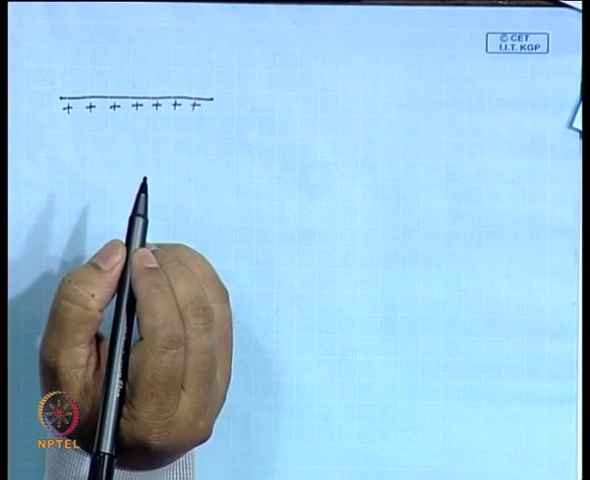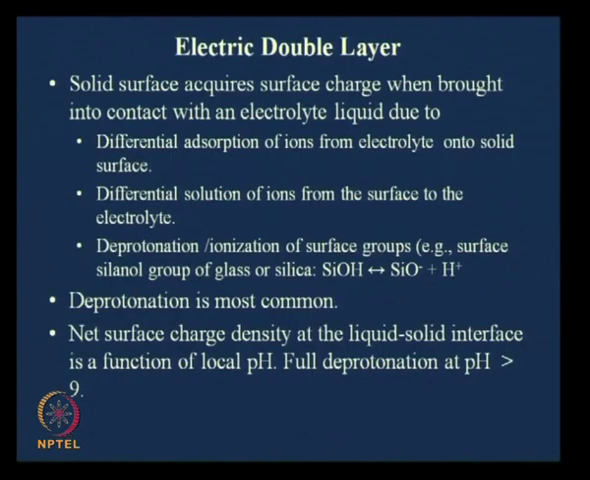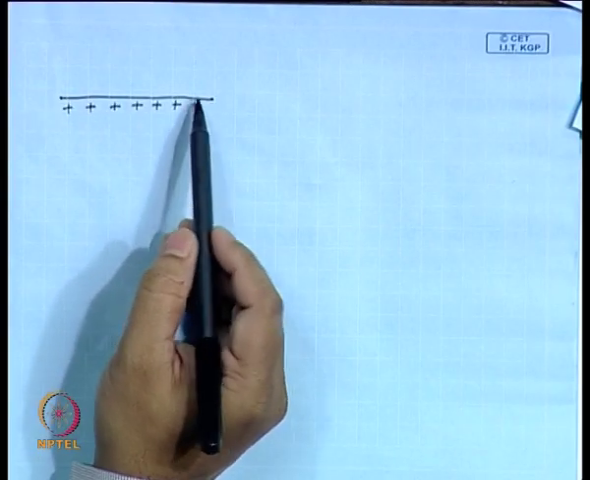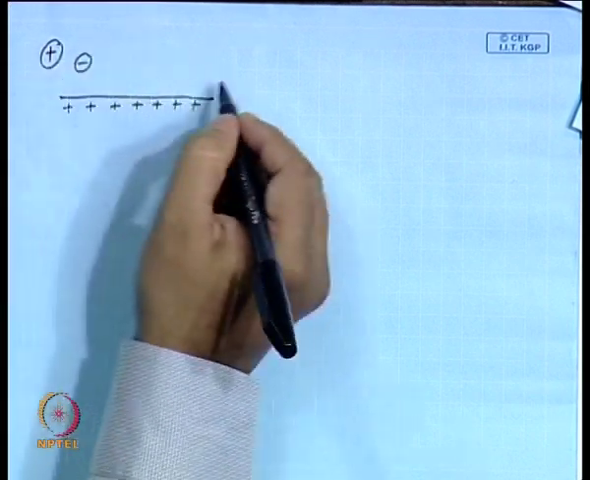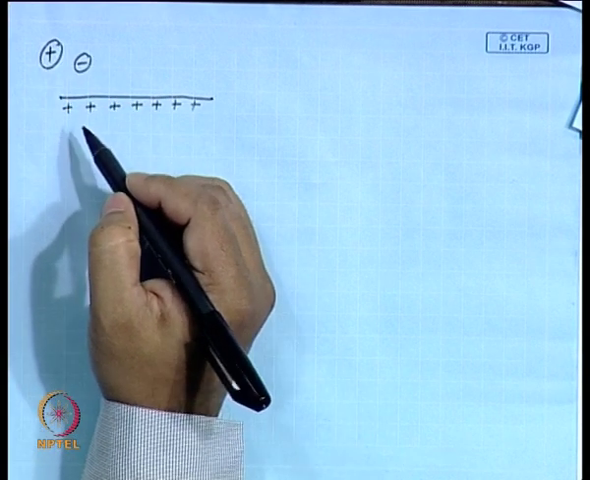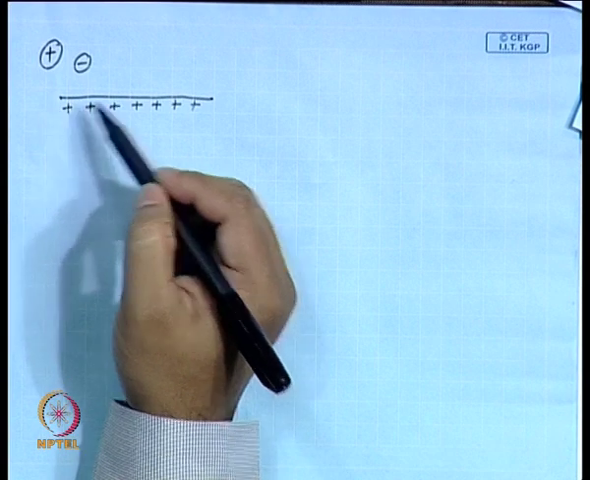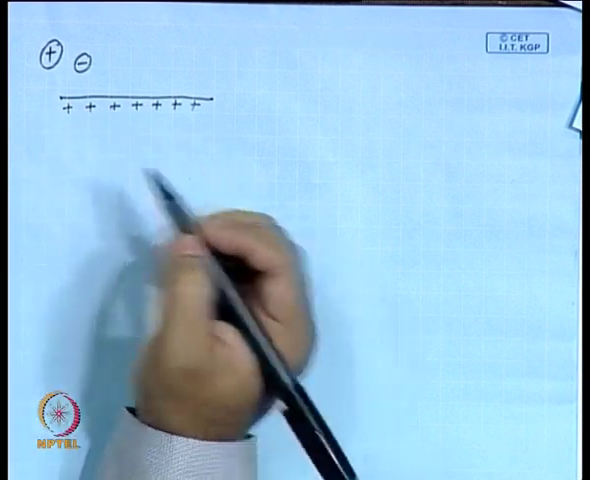What could be the reason of this charge developing on this surface? There are various reasons possible. In fact, if we look at this PowerPoint slide, a solid surface acquires surface charge when brought into contact with an electrolyte liquid due to, there are 3 points given here: differential adsorption of ions from electrolyte onto the solid surface. These ions, plus and minus, are roaming around everywhere on top of the surface. There is differential adsorption, that means some particular ions are adsorbed more by the surface than others, and thereby you are developing some extra charge.